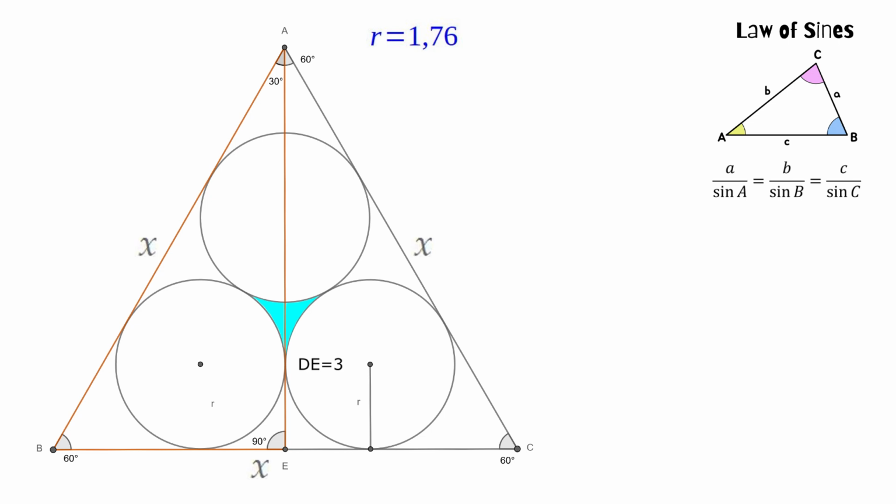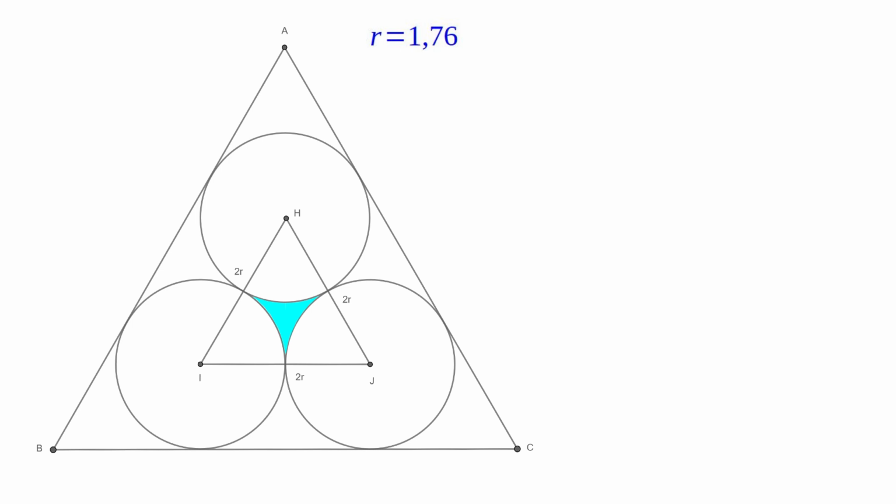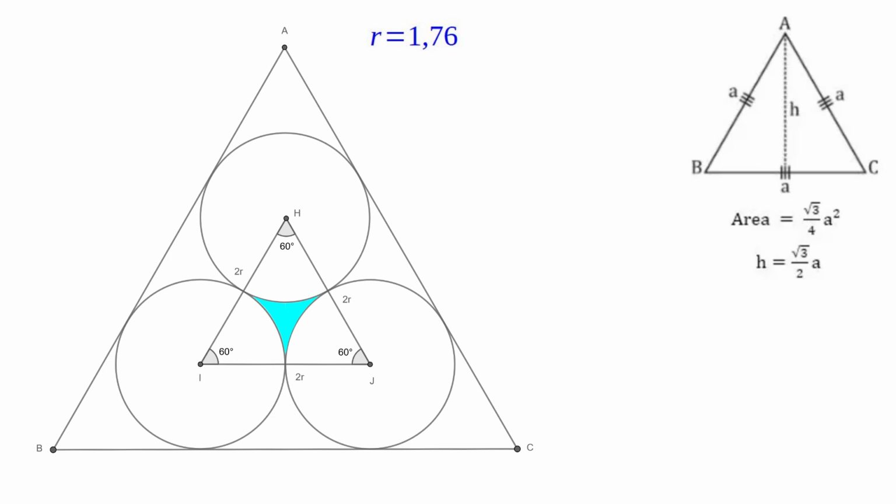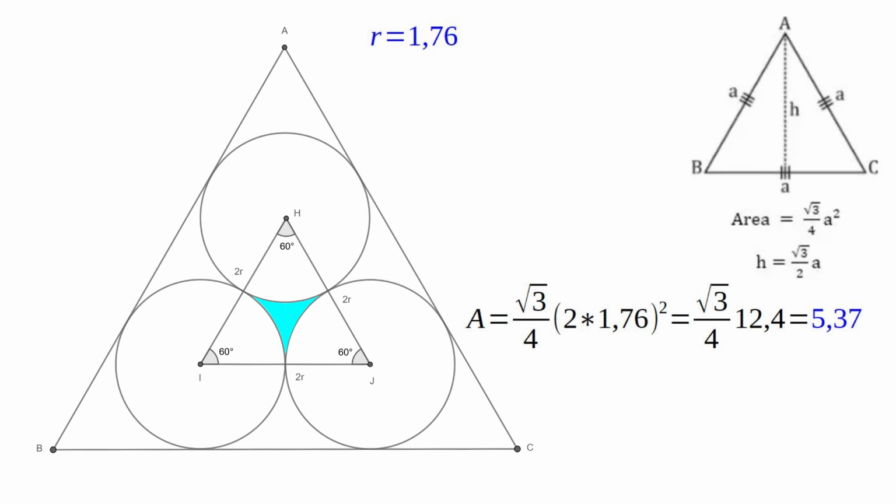Let's turn our attention to the triangle HIJ. Okay, this too is an equilateral triangle since all sides are equal to 2r. Hence the angles are all 60 degrees. The area of an equilateral triangle equals A equals square root of 3 over 4 times side squared. That's the formula. And so we have square root of 3 over 4 times 2 times 1.76 squared equals square root of 3 over 4 times 12.4, which is 5.37. That's the area of this triangle here.